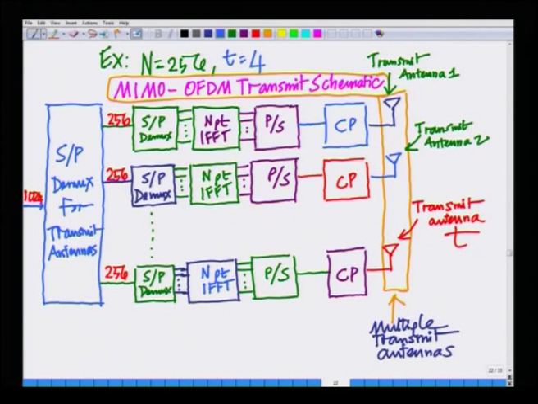We looked at the transmitter schematic. We said that in a MIMO OFDM system we have multiple transmit antennas and the IFFT operation has to be performed at each transmit antenna. Hence, we first demultiplex the symbols among the transmit antennas. Further, we demultiplex for the IFFT operation at each transmit antenna, serialize them, add the cyclic prefix at each transmit antenna and then transmit over the transmit antennas.